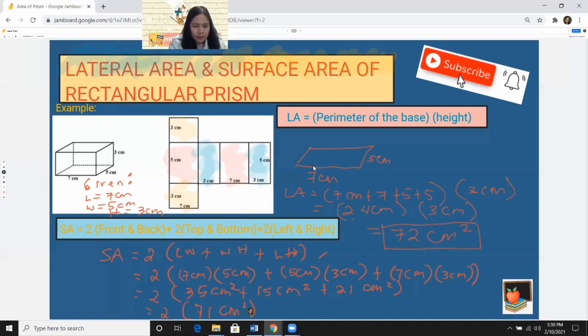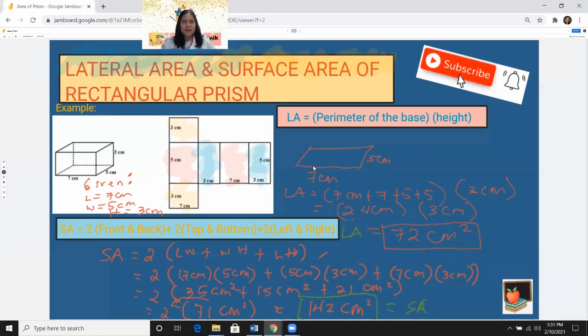Now multiply it by 2. So 71 times 2 is 142 centimeters squared. Don't forget the unit of measurement. It must be written in centimeters squared. So there you go. This is now the surface area. And this is the lateral area. So that's it. That is how we get the lateral area and the surface area.